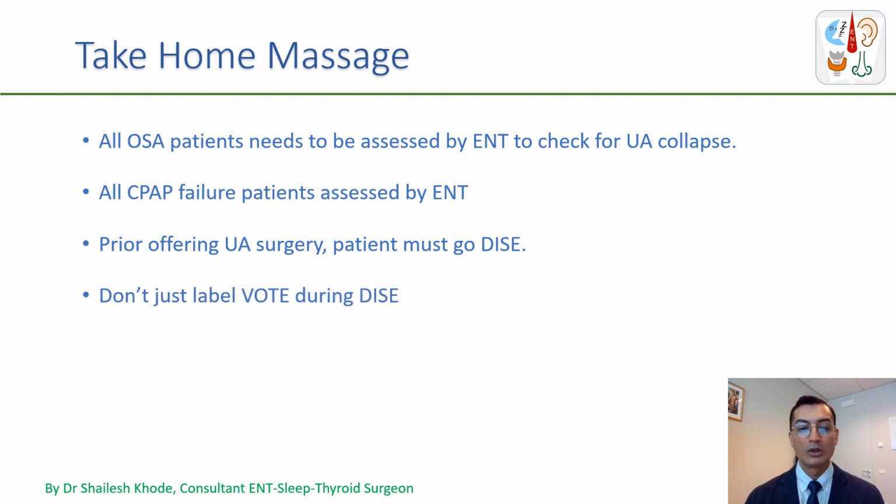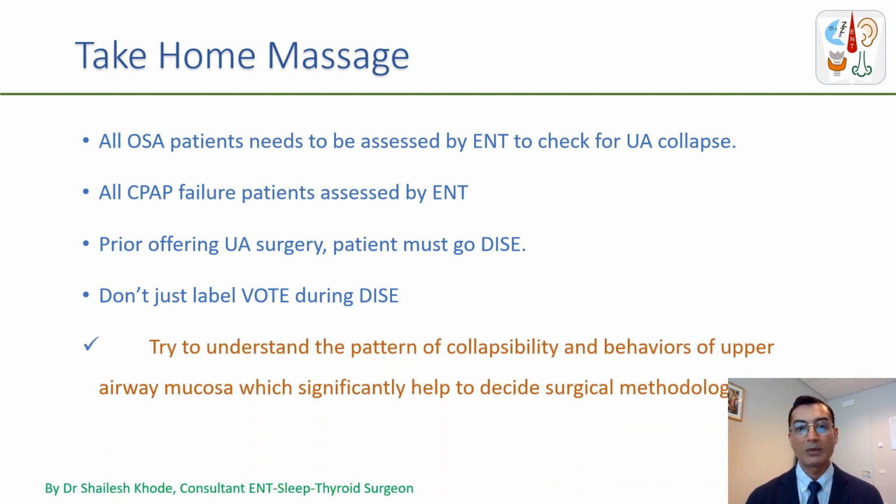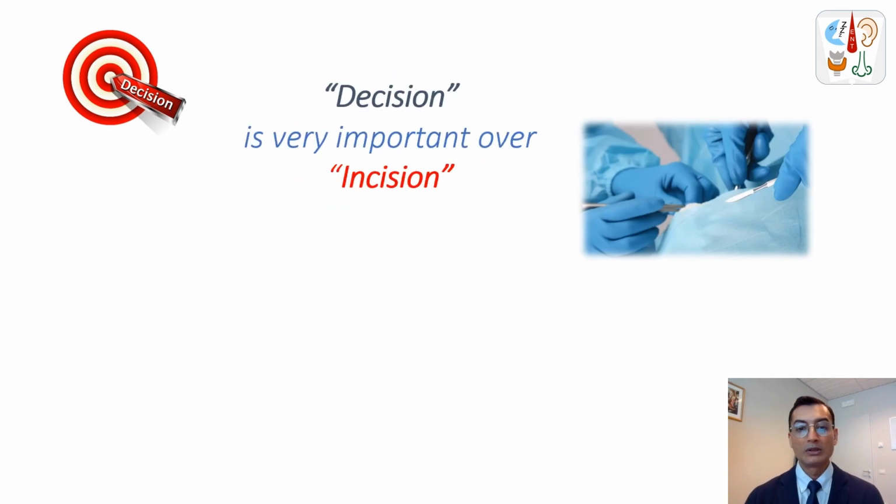Do not just label VOTE during the DISE. We need to understand the pattern of the collapsibility and the behavior of the upper airway mucosa, which significantly help to decide the surgical methodology. So always, the decision is very important before making an incision on a patient with obstructive sleep apnea.